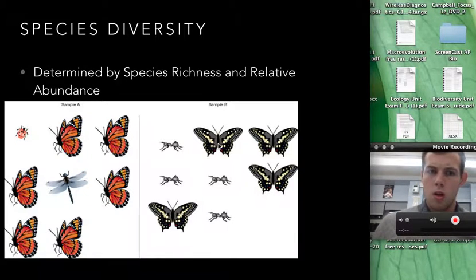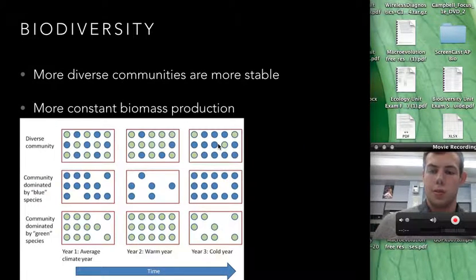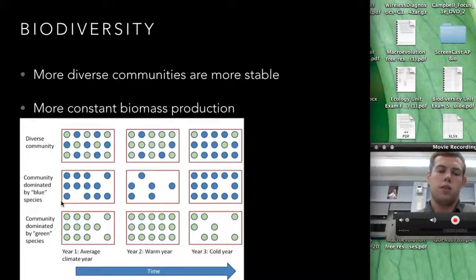Right? So the reason that biodiversity is important, the reason that we care about species diversity, has to do with stability. Now, more diverse communities are more stable. So let's take a look at this diagram down here. In this diagram we have 3 communities. We have a diverse community, a community that is dominated by blue species, and a community that is dominated by green species.